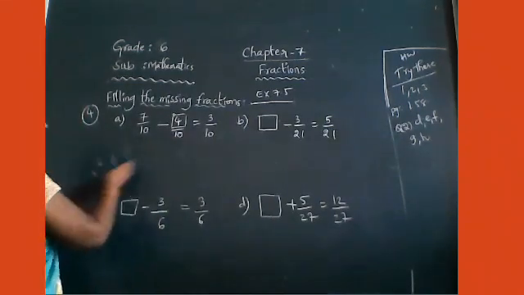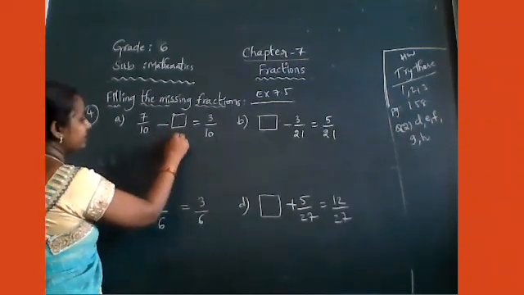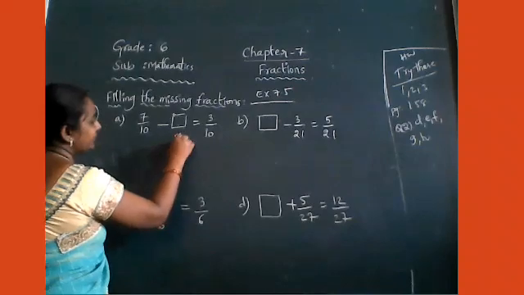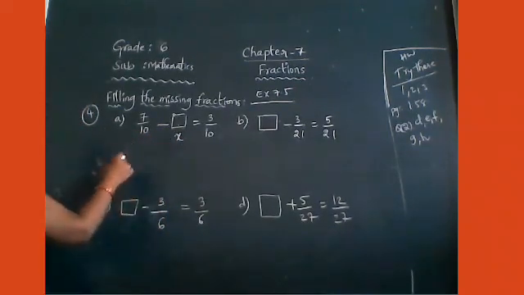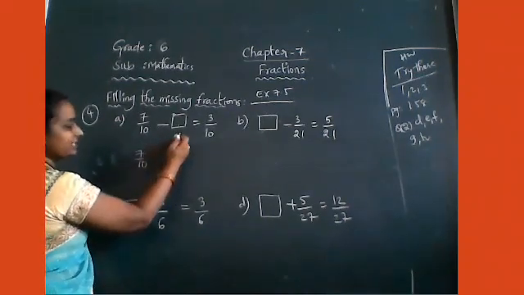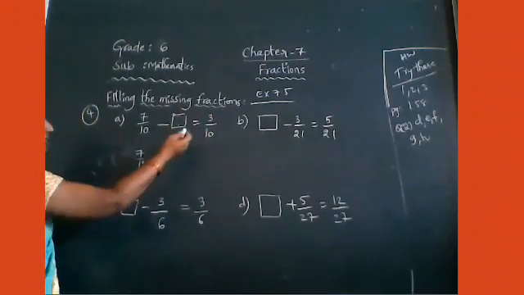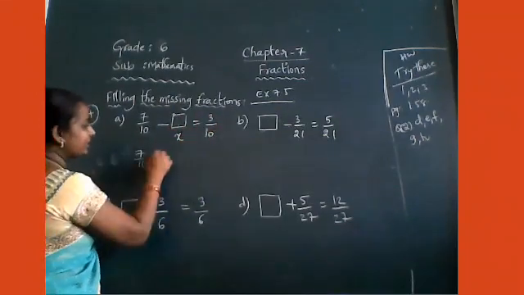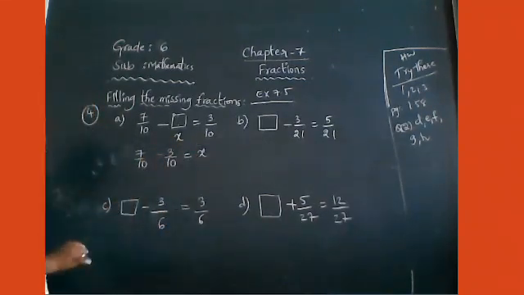Here this unknown value, this unknown fraction, you can consider as x. Suppose the unknown fraction is x. So here 7 by 10. This unknown value, if you transpose it to the other side, it will become plus. So if you shift this one, this fraction will change. That is minus 3 by 10.